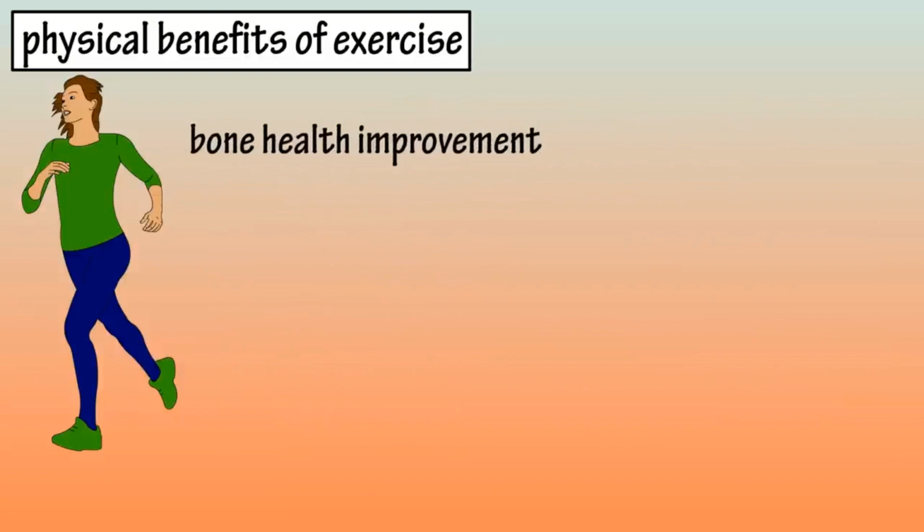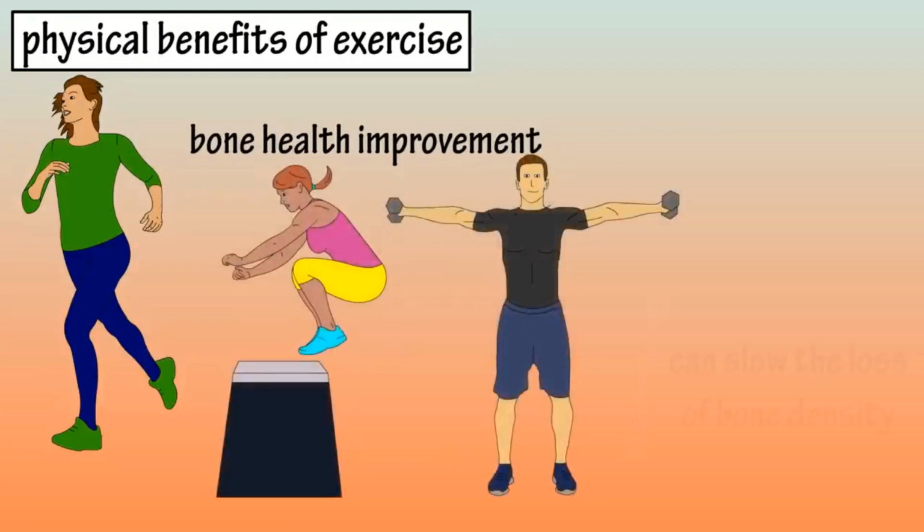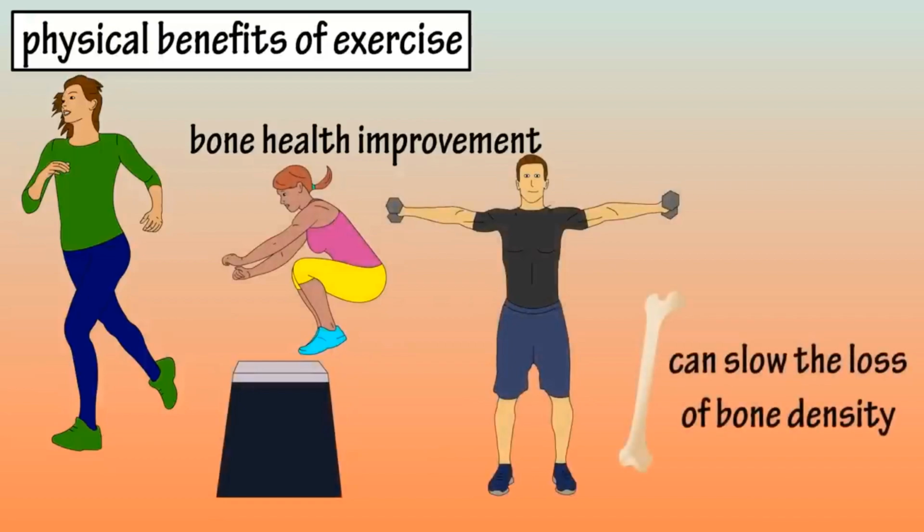Impact activities such as plyometrics and jumping and resistance training can slow the loss of bone density that comes with age. Playing sports that involve running and jumping can be advantageous as well.